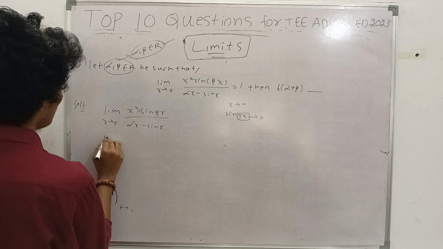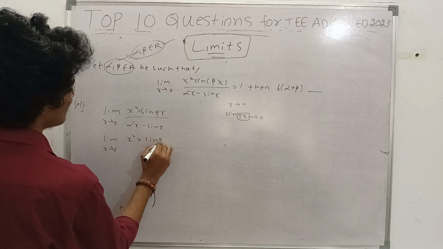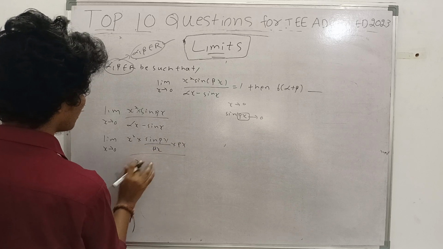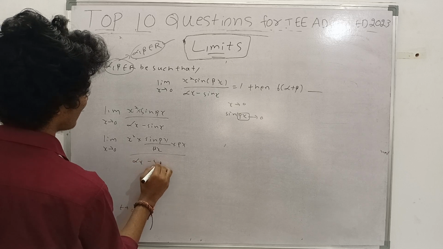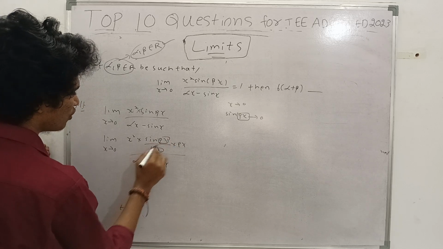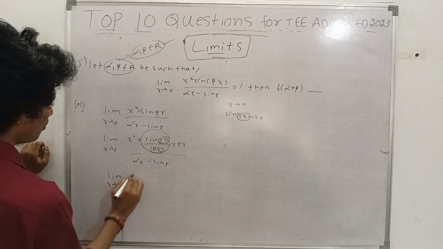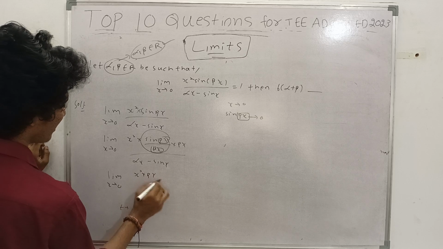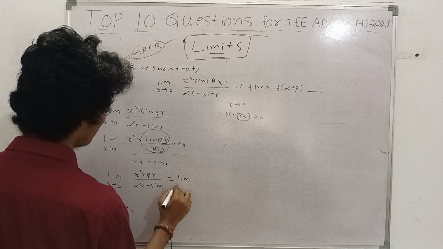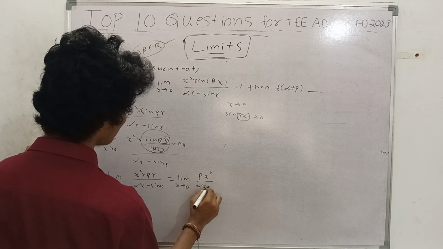So what I can do? Limit x tending to 0 x square into, I can write this as sine beta x divided by beta x into beta x, and here it is alpha x minus sine x. And when x is tending to 0 and this beta x tending to 0, this complete thing is equal to 1. So limit x tending to 0 x square into beta x divided by alpha x minus sine x, so limit x tending to 0 beta x cube divided by alpha x minus sine x.